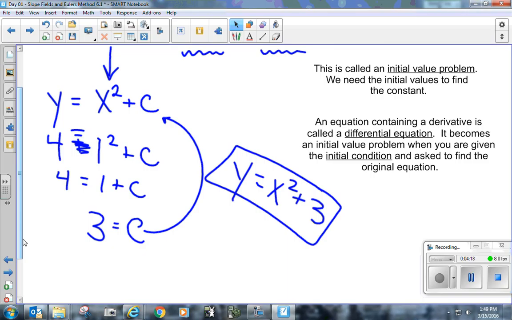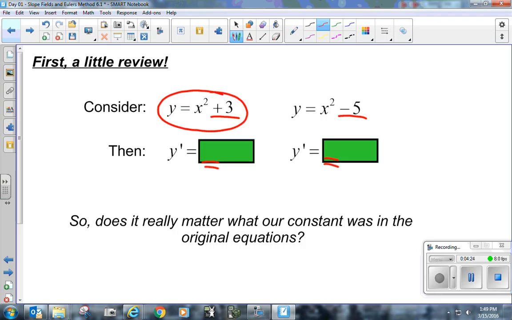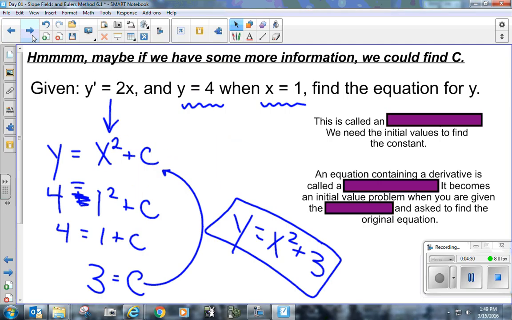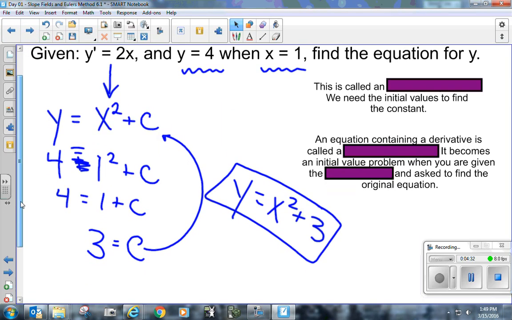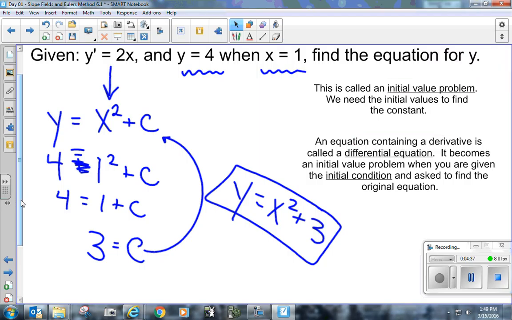So if I were to look back, this is a problem I would use if I was given the initial condition where y is 4 when x equals 1. Any questions on this so far? No, it seems pretty simple so far, right? So far. I like that phrase.